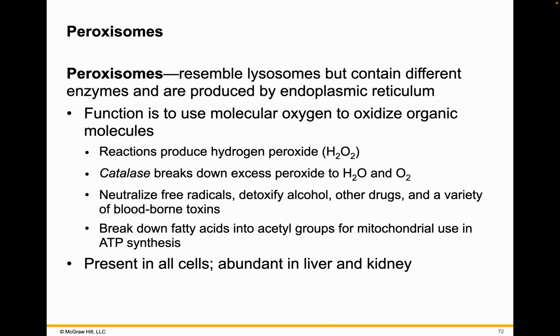Peroxisomes are similar to lysosomes, but their enzymes are different. Their function is to use molecular oxygen to oxidize organic molecules. Their reactions produce hydrogen peroxide. Catalase can then break down the excess peroxide to water and oxygen, neutralize free radicals, detoxify alcohol and other drugs, and a variety of blood-borne toxins. They're also used to break down fatty acids for use by the mitochondria. Although they are present in all cells, they are much more abundant in the liver and kidneys.